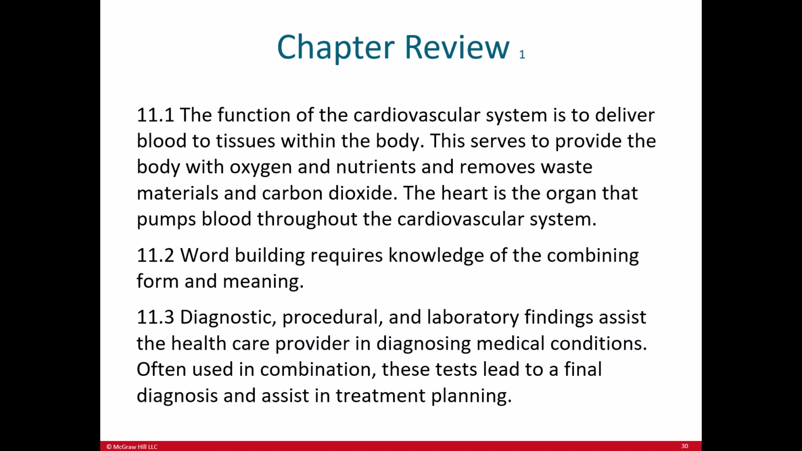All right, chapter review. 11.1. The function of the cardiovascular system is to deliver blood to tissues within the body. This serves to provide the body with oxygen and nutrients and remove waste materials and carbon dioxide. The heart is the organ that pumps blood throughout the cardiovascular system. 11.2. Word building requires knowledge of the combining form and meaning.